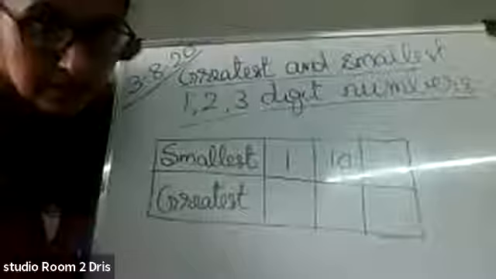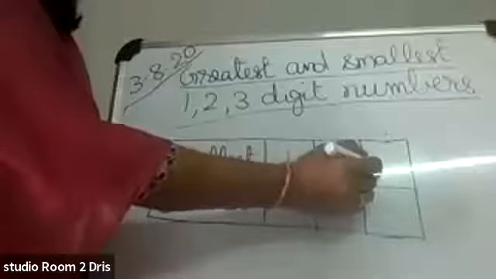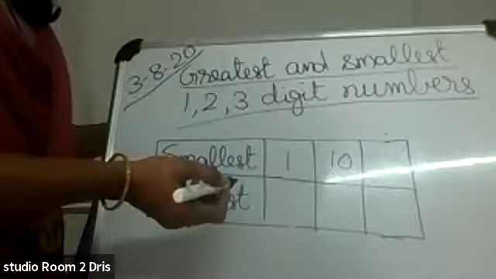Aiden Dias. Yes. Smallest three-digit number here in the last column, which number will come? 100. Okay, good. One digit is 1, two digit is 10, three digit is 100. Good.